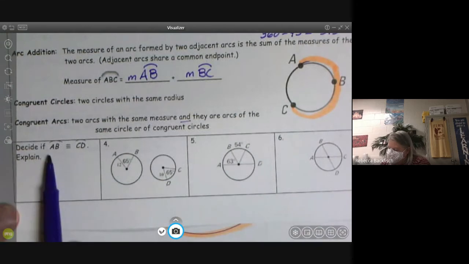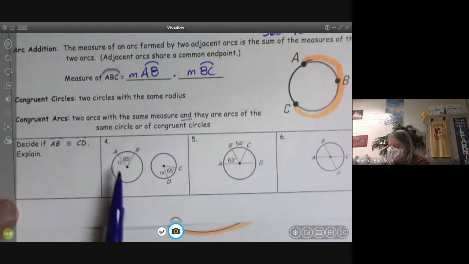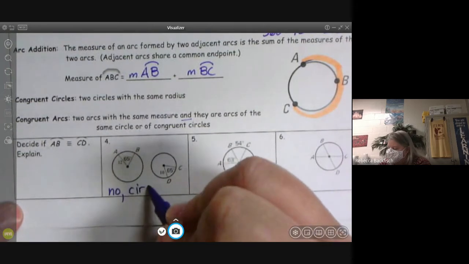Decide if arc AB is congruent to arc CD. Explain. So here, this would be a no, because the circles are not congruent.